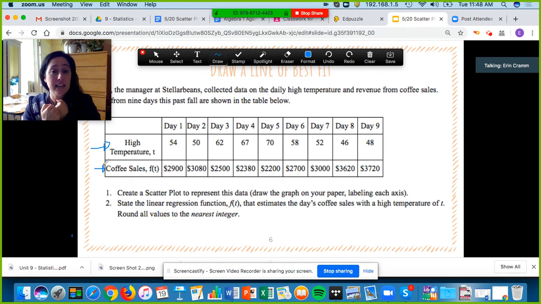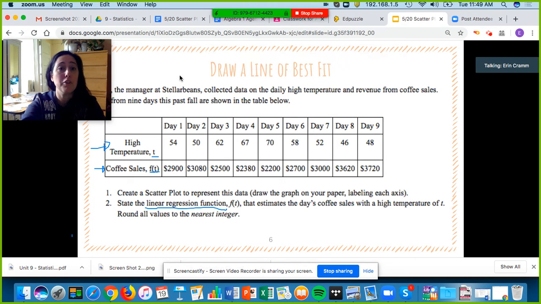So here's the data. You need to create a scatter plot. So you're not using X and Y, you're using T and F of T. And what we're going to do right now is use the calculator to find the linear regression function. And again, this is not just the line of best fit. It is that, but it's the most accurate. So I'm not just guesstimating here. So what I'm going to do is I'm going to go to the calculator.